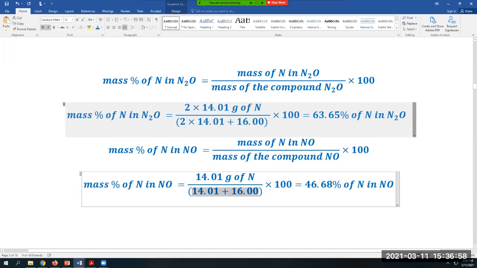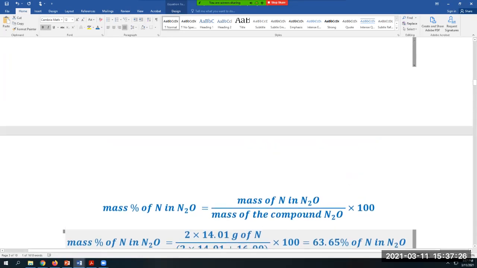So if you do that in your calculator, make sure you use the parentheses for the denominator so that the calculator does the addition before it does the division. The calculator answer is 46.68, etc. So it rounds to 46.68. And that's the mass percent of nitrogen in NO.